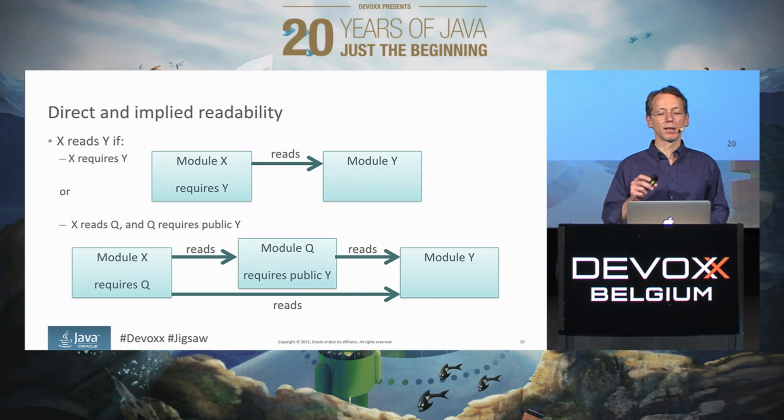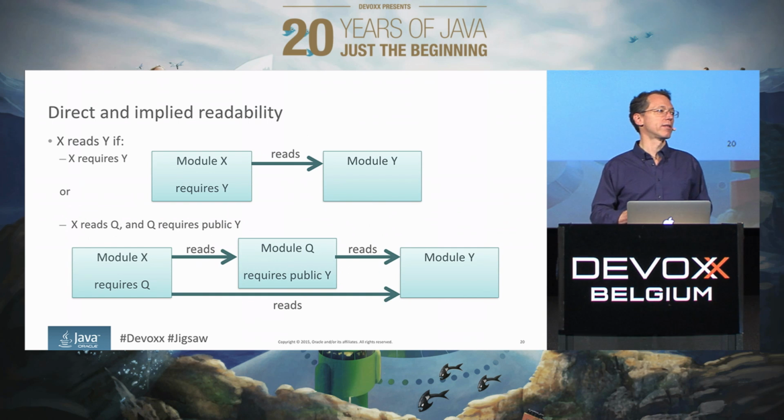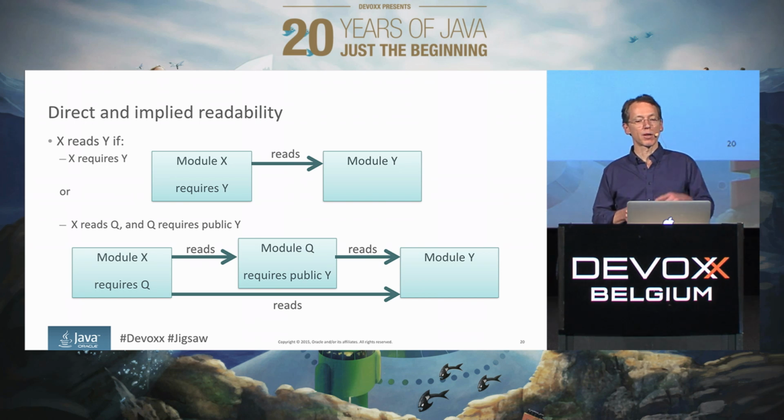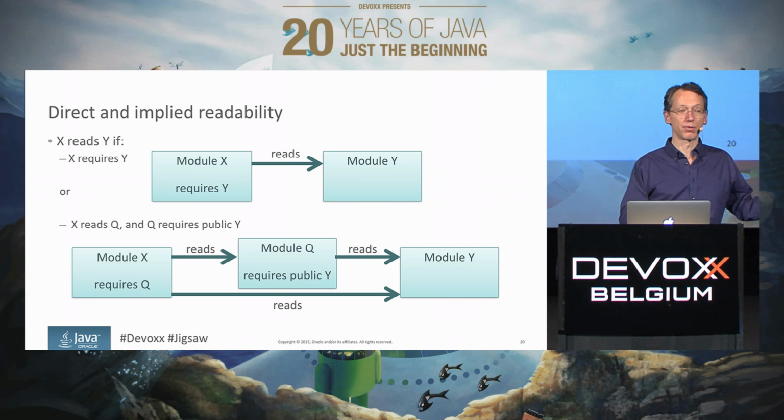In essence, the readability model supports downward decomposition. Any module you read can be decomposed into new modules, and readability of the new modules can be recovered with a requires public clause in the old module. You can see that the definition of reads is actually recursive. A module X reads another module Y by requiring it directly, or by reading some third module Q, there's the recursion, where Q says requires public Y. And now that X reads Y, Y can say requires public Z, and X will then read Z.